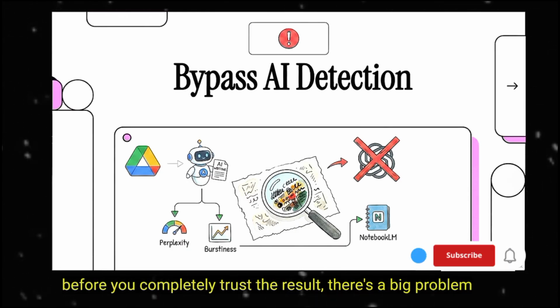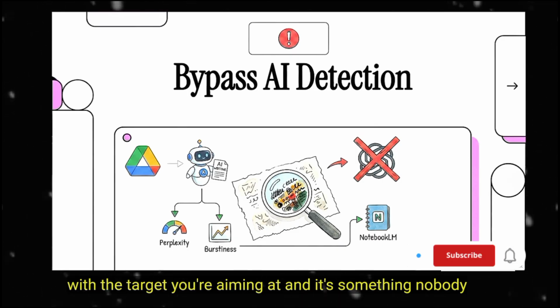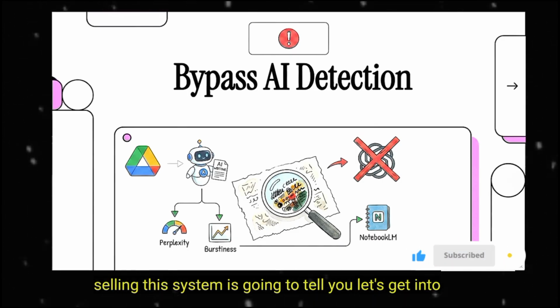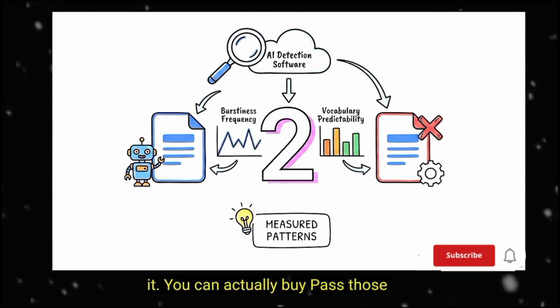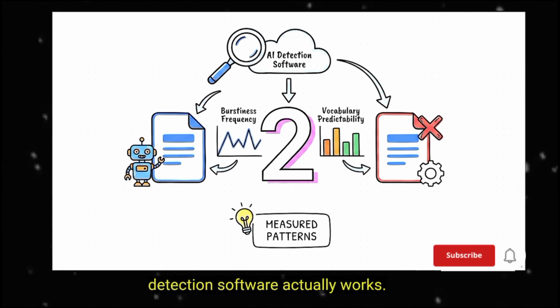But before you completely trust the result, there's a big problem with the target you're aiming at, and it's something nobody selling this system is going to tell you. Let's get into it. You can actually bypass those fees entirely just by understanding how detection software actually works.